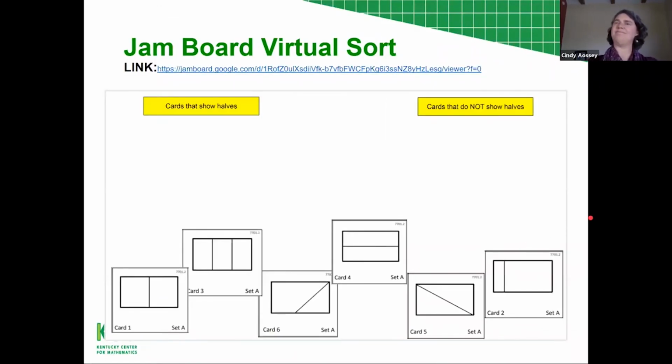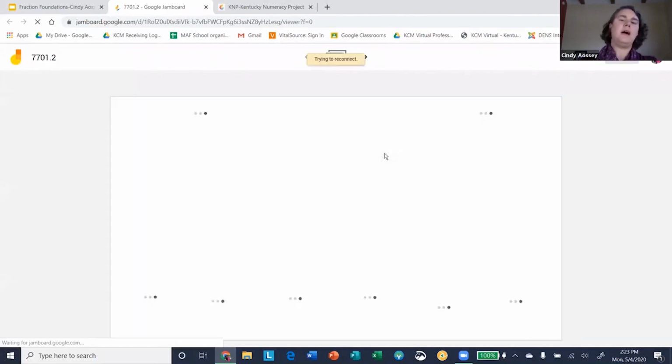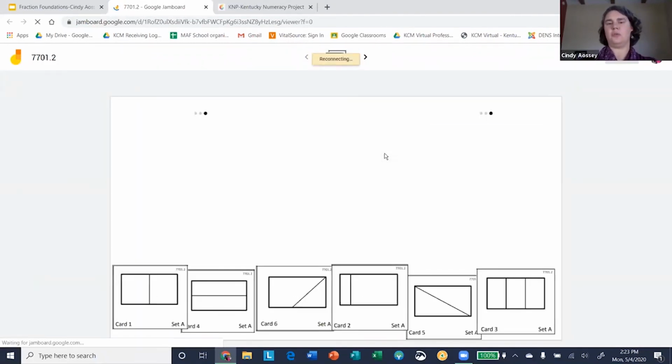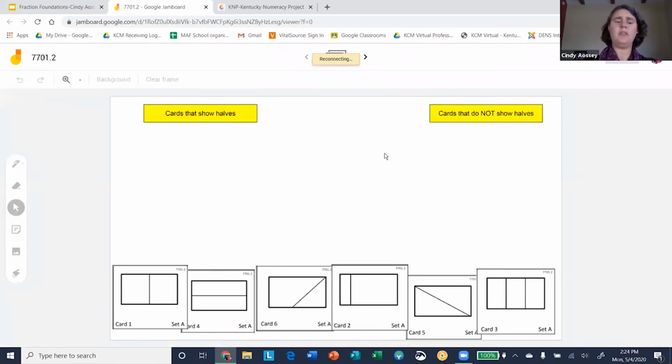But I was going to say, it's hard to get the cards to the kids right now. So right now, you also have access to a Jamboard. And I'm going to go ahead and take you to the Jamboard. And it has this card sort recreated so that you can move the cards virtually.